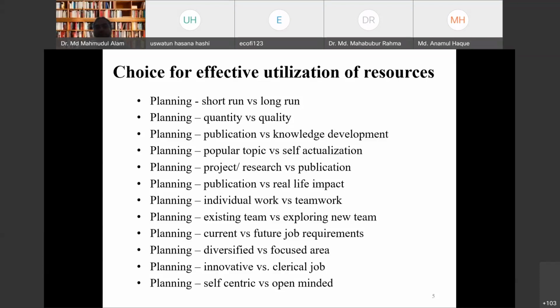We want quantity. In Europe or in the UK, they don't want quantity. They want ABS 3 star, 4 star. They don't bother with 1 star, 2 star. In Australia and New Zealand, they want ABDC A star and A. Don't bother with B and C. In the USA, they also focus on ABDC and also the ISI or Web of Science. So the Middle East: Web of Science and Scopus.